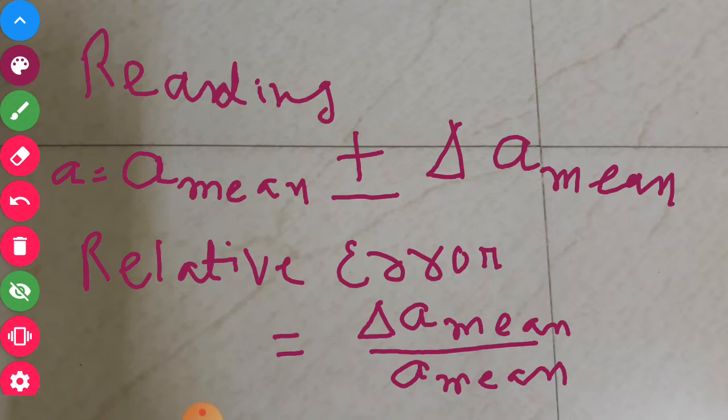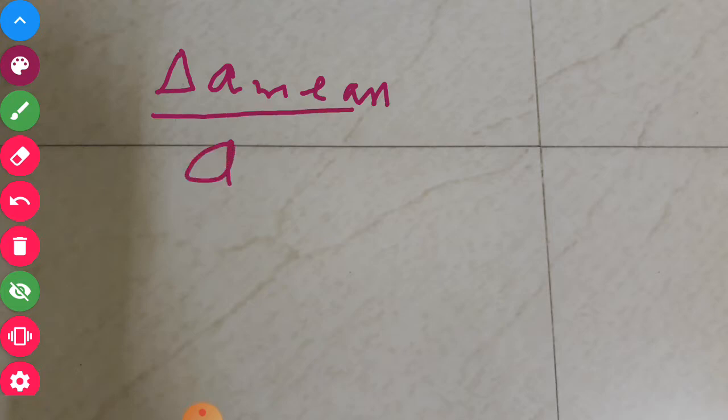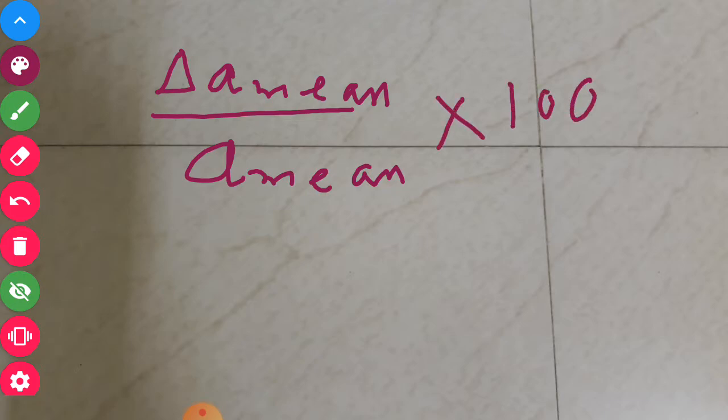And if you multiply this relative error, delta a mean upon a mean, by 100, then you get the percentage error. So delta a is equal to delta a mean upon a mean into 100. So this is the percentage error.